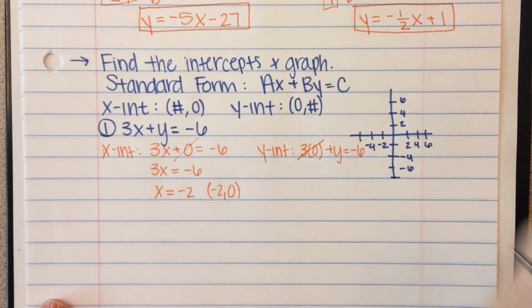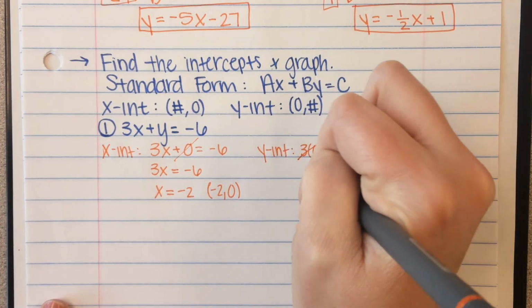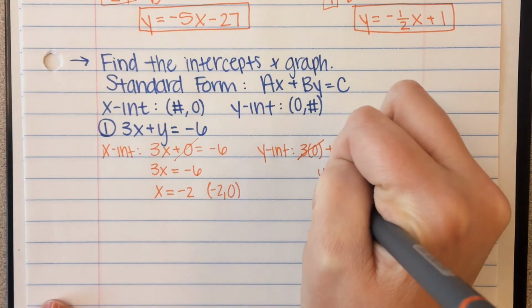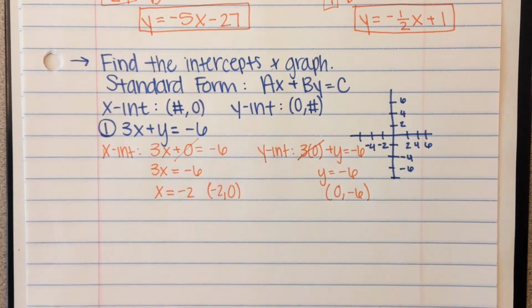We know 3 times 0 is just 0. That cancels out, and we're left with y equals negative 6. So our ordered pair would be (0, -6). Okay? So you can plug in 0 for those variables and solve them out.